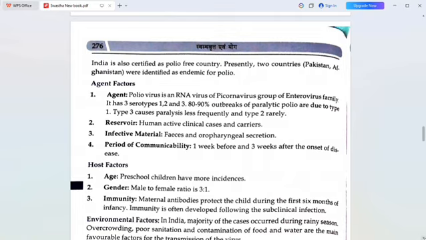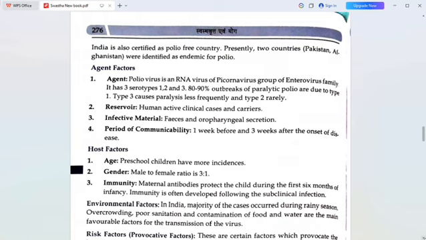The agent factors. The agent which causes polio is poliovirus, which is an RNA virus of the picornavirus group of the enterovirus family. It has three serotypes 1, 2, and 3, out of which 80 to 90% of outbreaks of paralytic polio are due to type 1. Type 3 causes paralysis less frequently and type 2 rarely. So the main outbreak is caused by type 1 virus only, type 3 virus causes less paralysis and type 2 rarely causes any paralysis. So there are three serotypes in poliovirus.